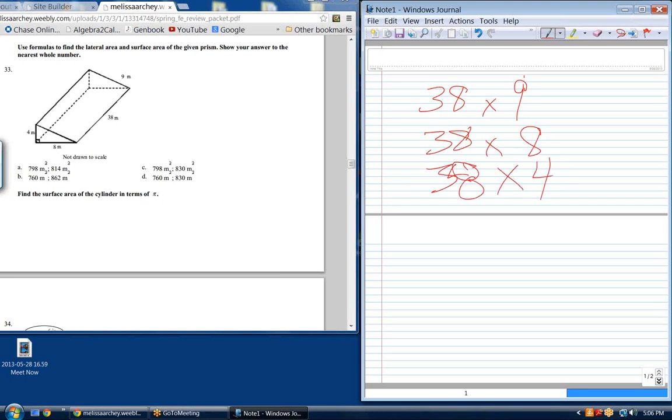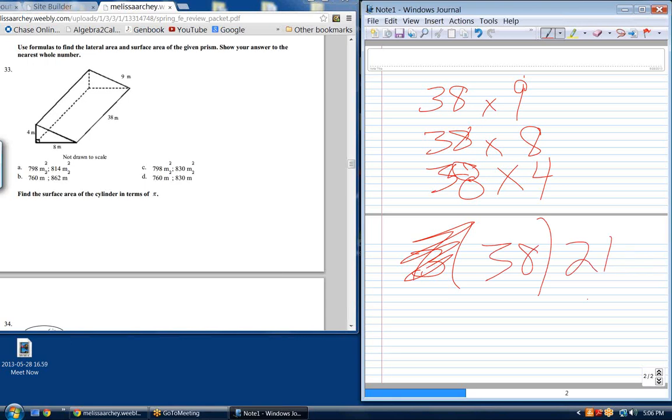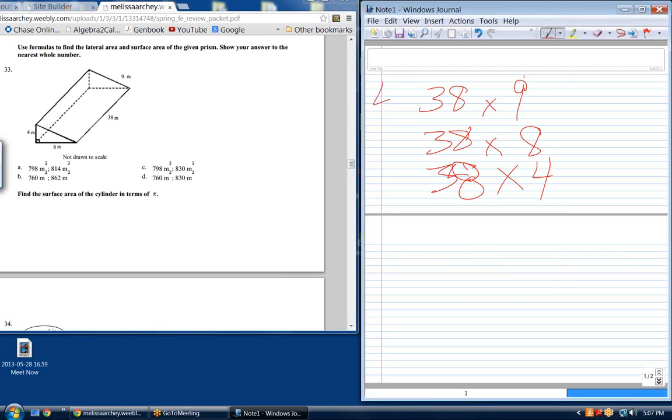Okay, so the sum of those three is the lateral surface area. Right. Let me see if I can do that math in my head. That's 21 times 3. No, it's 38 times 21. What is that? You have a 798. Okay, so we got this lateral surface area. It's either A or C. And what's the total surface area? What do we have to add to that? The lateral area? No, we just calculated the lateral. That was the lateral. Oh, okay.